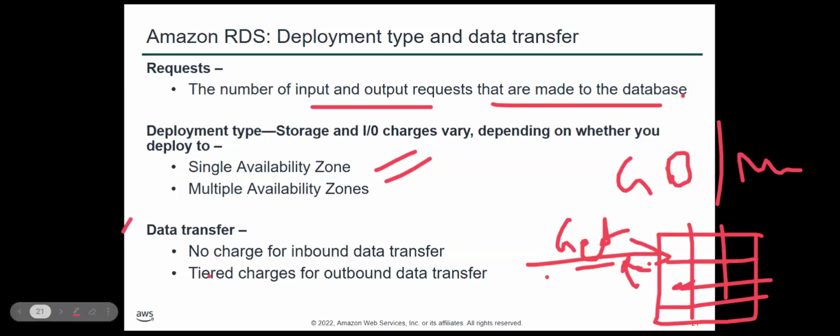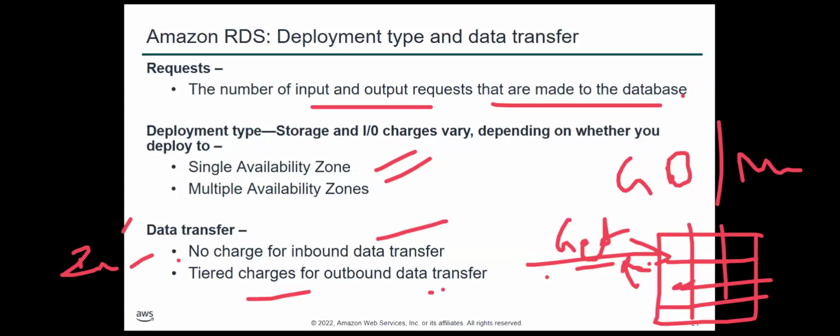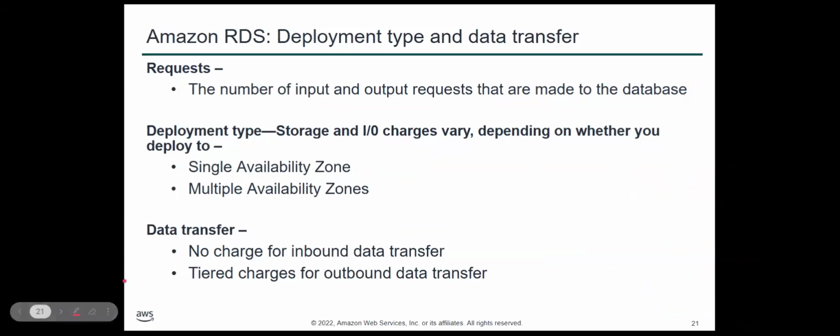Next, data transfer. As we already know, incoming data transfer is always free, so no charge for the inbound data transfer. Tiered charges for the outbound data transfer as well. Tiered charges means category, like your colleges, we say first tier college, tier two college, tier three colleges, like that. Based on how much data you are transferring outside, you are charged.